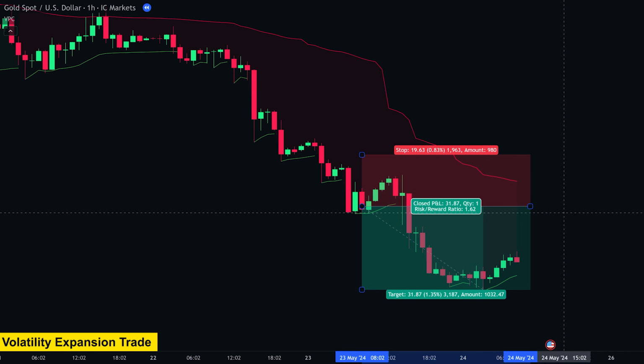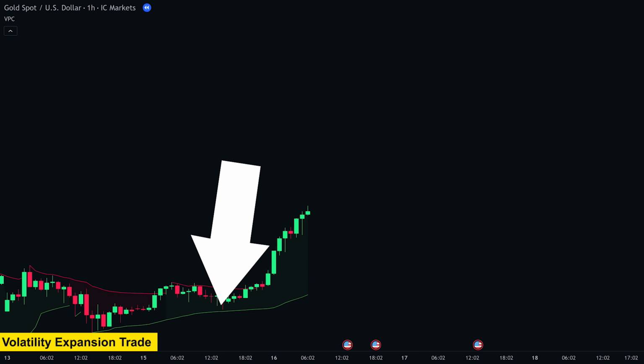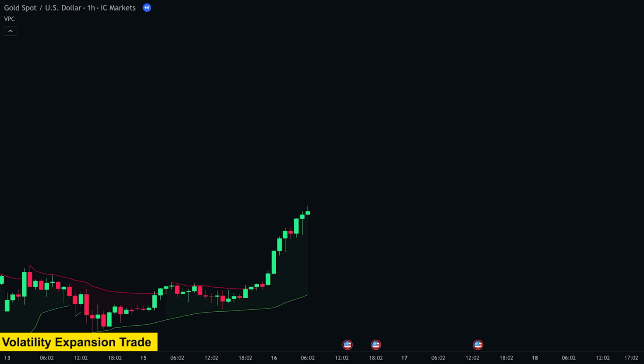For the buy trade, it's the opposite of the sell trade. When the VWAP channel was narrow and then suddenly expands upward with rising volume, that signals bullish volatility expansion. You can enter a buy trade in the direction of the upward breakout.